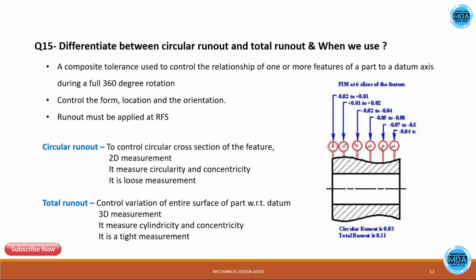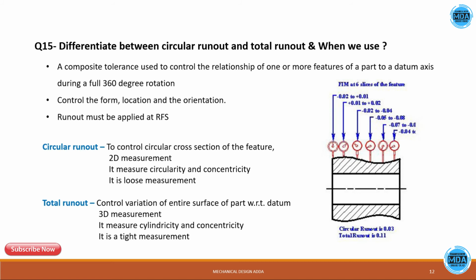Runout is a composite tolerance used to control the relationship of one or more features with the 360 rotation of the part. So it will control the form, location and orientation, but runout must be applied at regardless of feature size, that is RFS. We don't use any material condition like maximum or least material condition here. So there is no consideration of bonus tolerance.